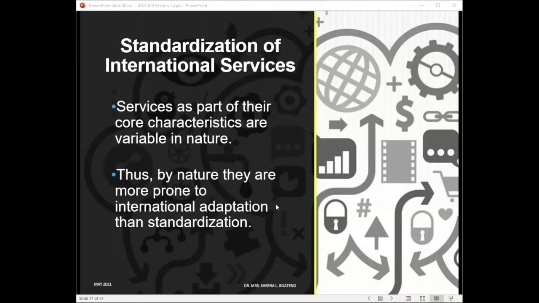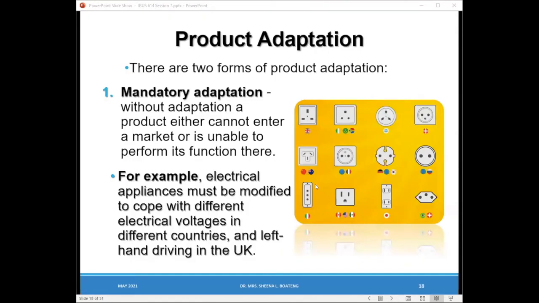So when it comes to products and services, products are more prone to standardization than services are. And with services, you do not have a choice but to adapt for whichever markets you enter into, right? So that being said, let's look at some forms of product adaptation. Now, there are two main forms of product adaptation we can identify.